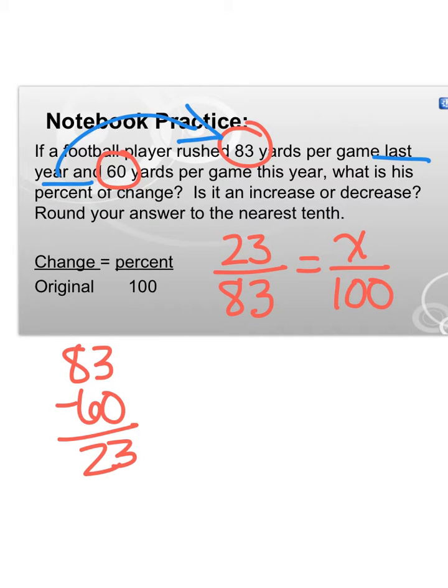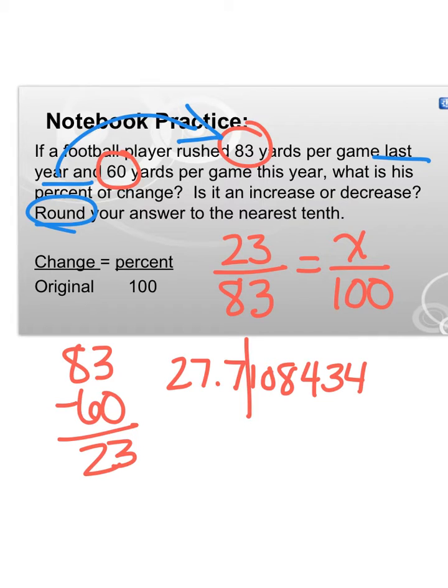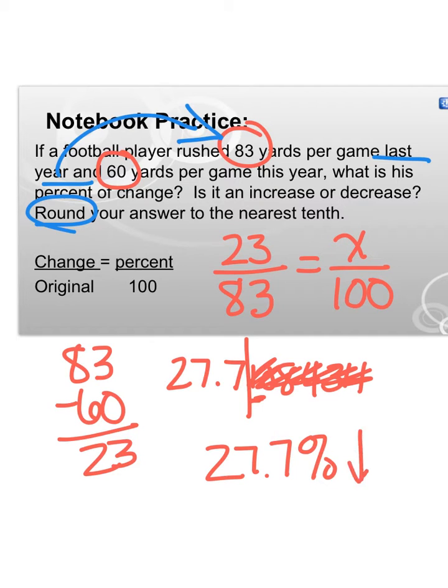Now when you solved this, you got a very long decimal. You ended up with 27.7108434. And I told you, whenever you come up with an answer like that, you should look to see, did I ask you to round it? And I sure did on this one, to the nearest tenth. So we're going to put our cut line in. This one is not big enough to do any rounding, so we're just going to cut that off. And we're going to have 27 7/10%. And it went from 83 last year to 60 this year, so that is a decrease.